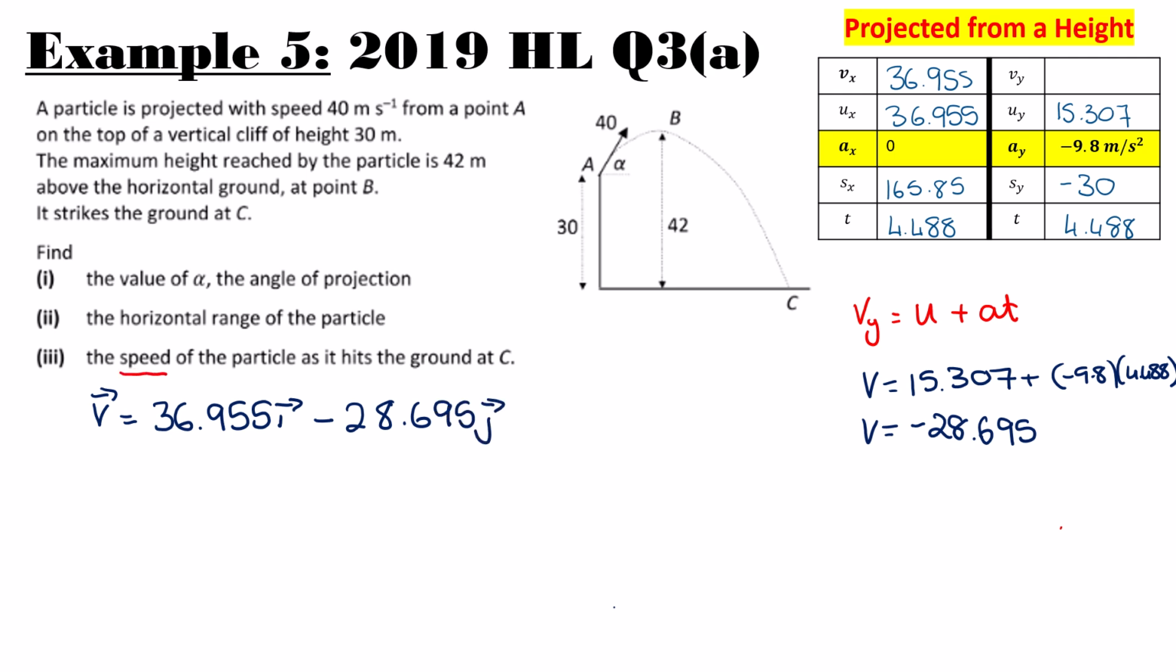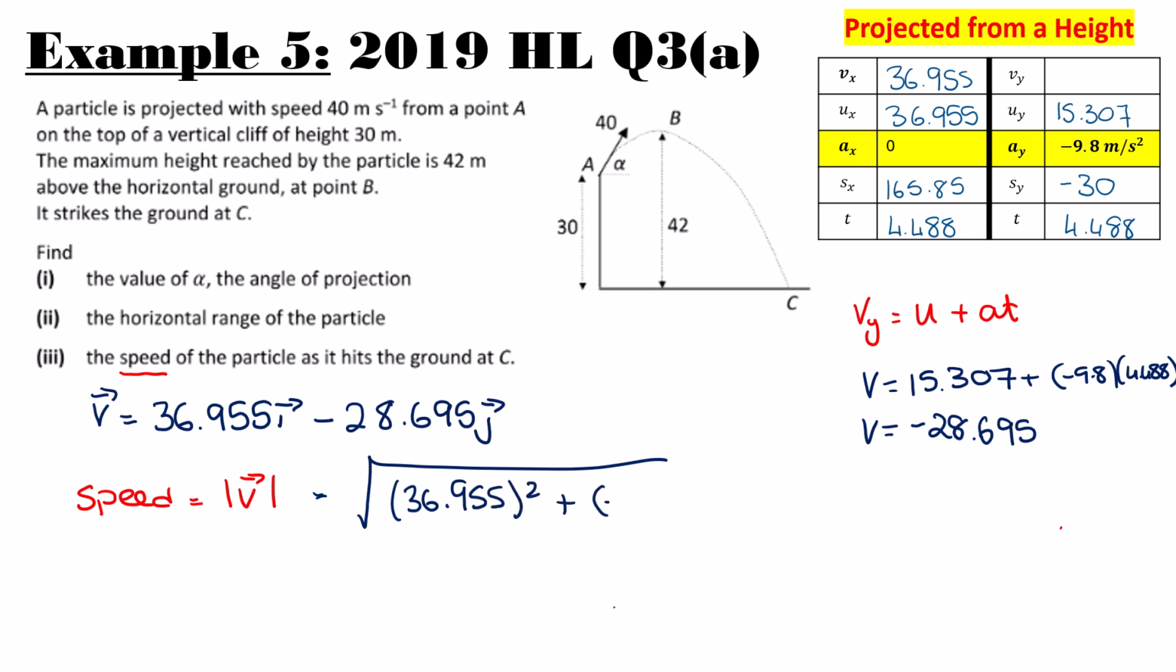They've asked us for speed, so speed is equal to the magnitude of velocity, which means we are looking at getting the magnitude of this vector. So 36.955 squared plus minus 28.695 squared, and when we do that, it works out as 46.79 meters per second. So very nice, straightforward question. Just don't forget what we know about our speed being the magnitude of velocity.